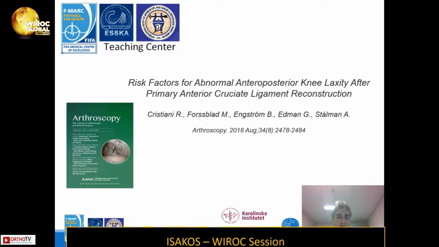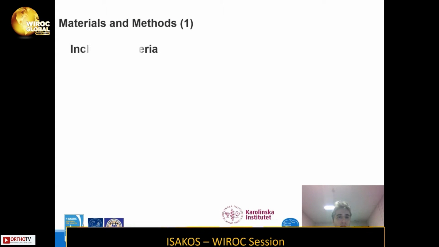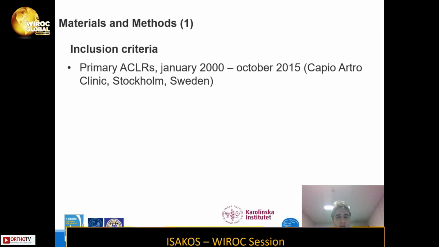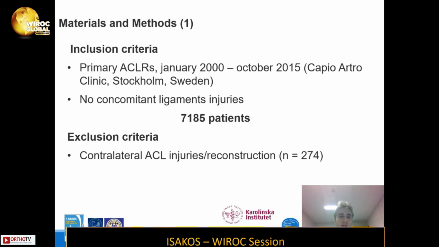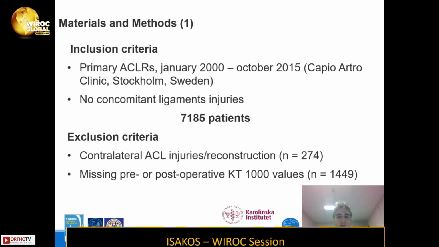So we published this paper in Arthroscopy, where we looked at the risk factors for abnormal anteroposterior knee laxity after primary ACL reconstruction, and we included all primary ACL reconstructions performed at Capio Ortho Clinic from 2000 to 2015 with no concomitant ligament injuries. We started from an initial cohort of 7,185 patients, and we excluded patients with contralateral ACL injuries or reconstruction and patients with missing pre- or postoperative KT1000 values. So we got a final cohort of 5,462 patients.